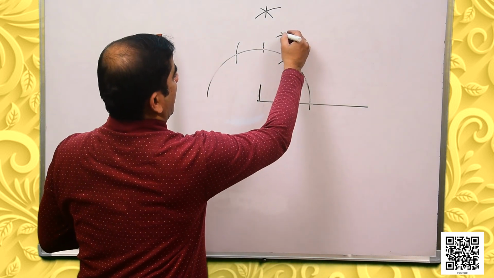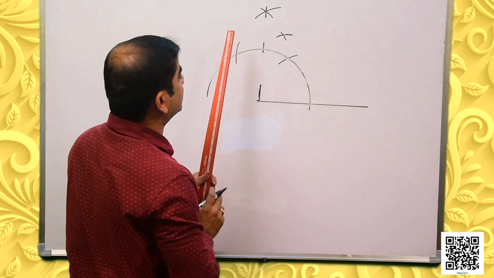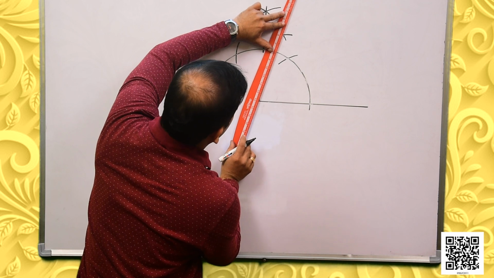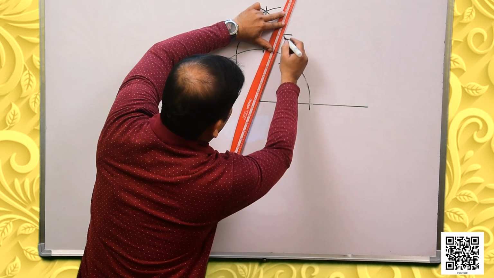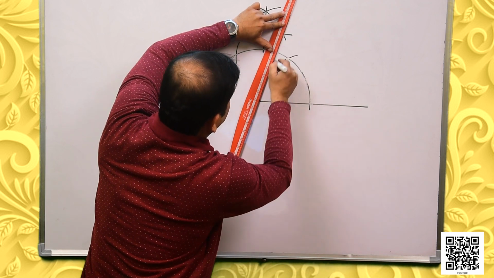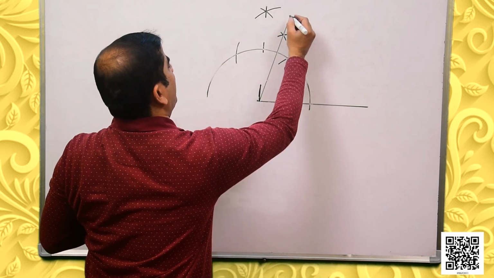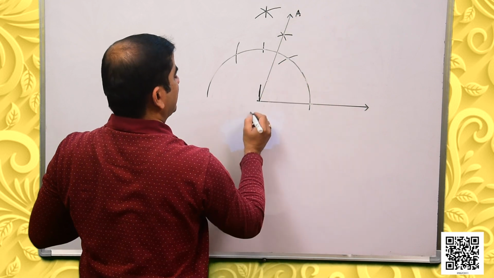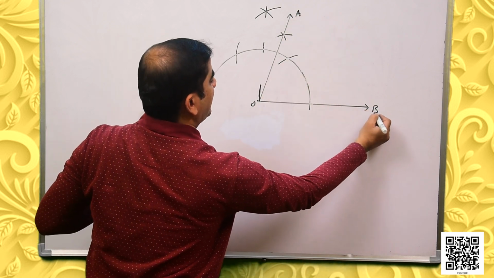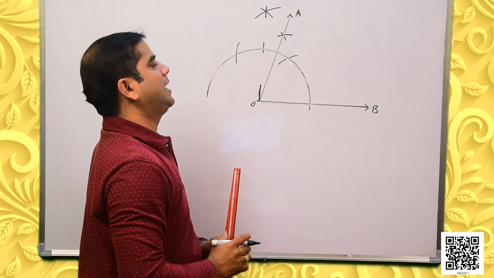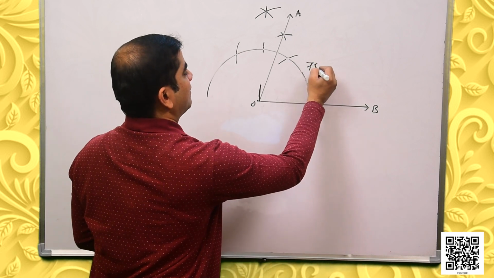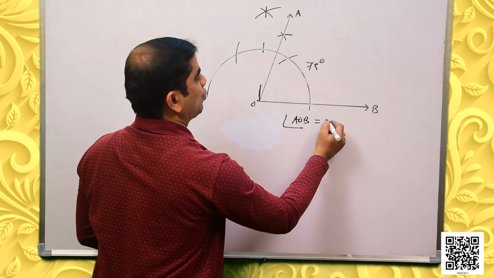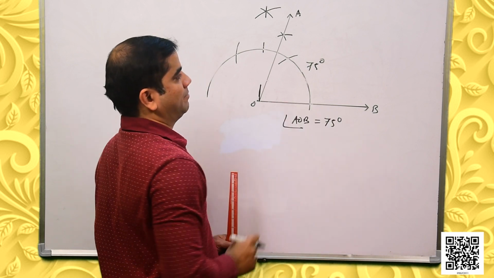Students, now I have got the point of intersection of the arcs. I just need to join that point with the vertex to get 75 degree. So if this is A, vertex is O and this is B, this value of the angle is 75 degree. That means angle AOB will be equal to 75 degree.